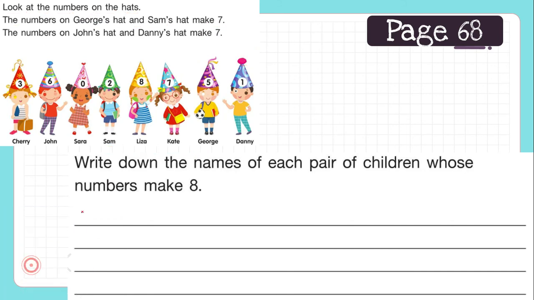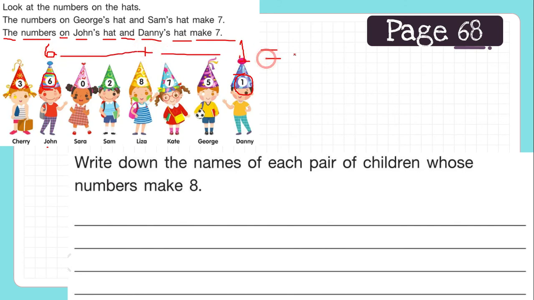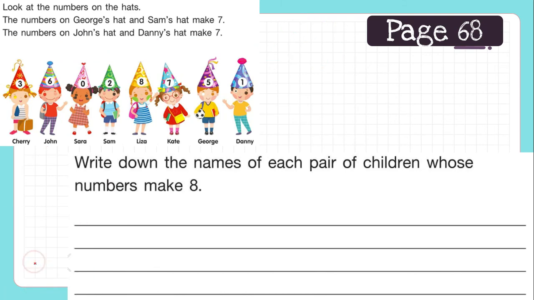So it's correct. How about the other one? The numbers on John's hat and Danny's hat make 7. So let's take a look at John. Okay, this one, John, he has number 6 on his hat. And Danny has 1. So if you add 6 plus 1, 6 plus 1 equals 7. Okay. So, their sentence is correct.